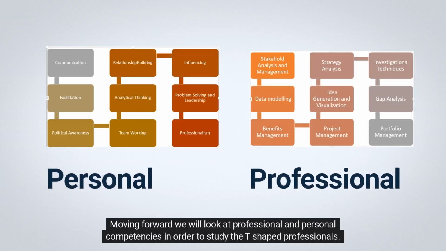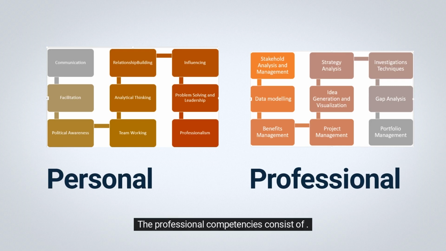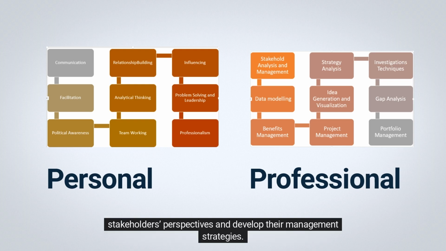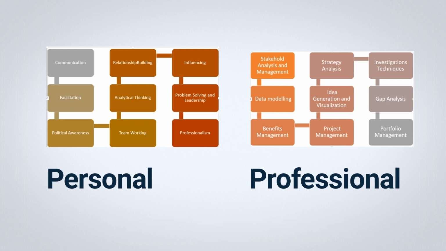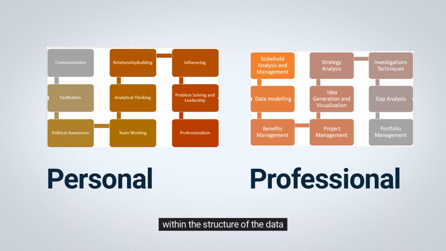Moving forward, we will look at professional and personal competencies in order to study the T-shaped professionals. The professional competencies consist of stakeholder analysis and management. It involves the ability to identify stakeholders, assess the significance of the stakeholders, analyze stakeholders' perspectives, and develop their management strategies. Second is data modeling. A data model reflects the information requirements of the organization and the business rules inherent within the structure of the data.